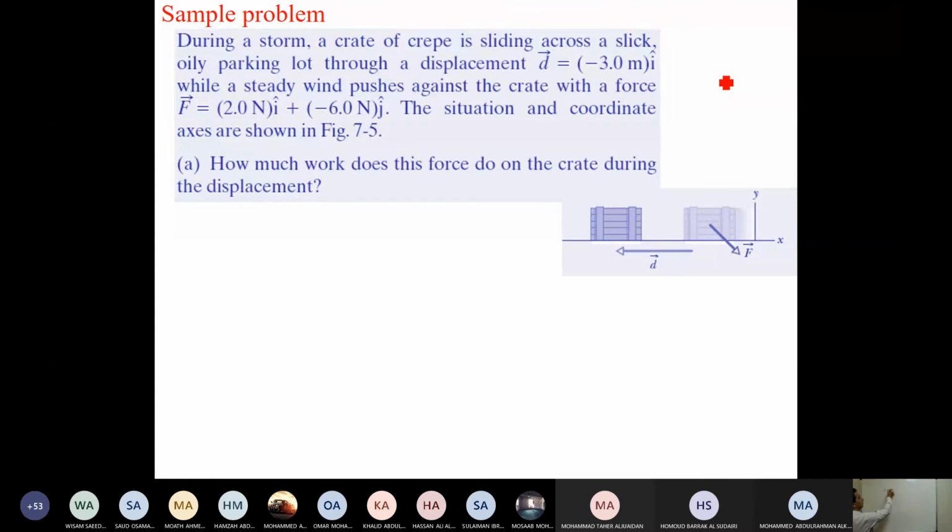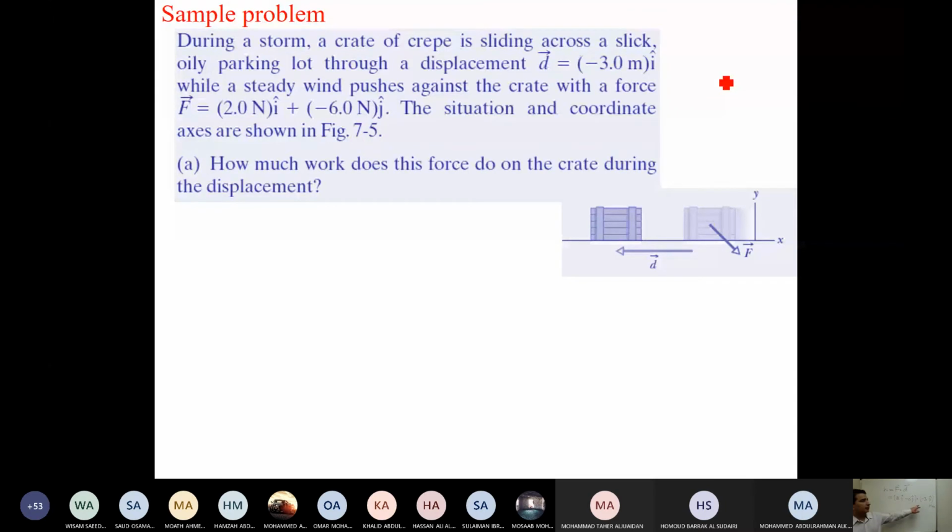So work is F dot D. And all you need to do is to put them in the unit vector notation. It is 2I, I'm not writing the Newton here, and this is minus 6J. We're taking the dot with minus 3I. And we have the Newton from here, meter from here, so it will be Newton meter then.